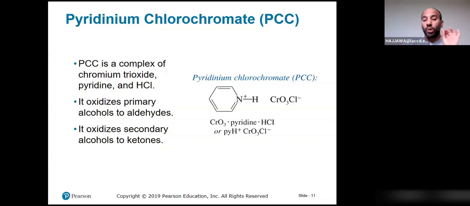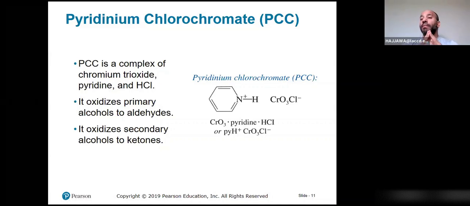What does it do then? It only delivers the aldehyde out of the primary alcohol, and it delivers the ketone out of the secondary alcohol. So PCC, pyridinium chlorochromate, is a mix of pyridine, HCl, and chromium trioxide. It forms a complex, as you see here. It's written as chromium trioxide dot pyridine dot HCl. The actual content of the reagent is written as pyridinium, the counter cation, of the chlorochromate, which is the anion part of the reagent.